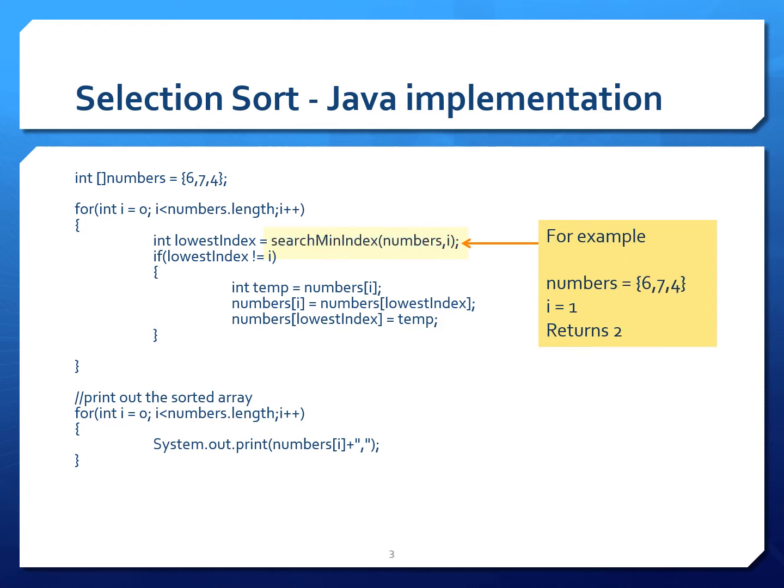For example, if we pass in the integer array with 6, 7 and 4, and I is 1, it will search for the minimum number starting from index 1. The minimum number in the number array, starting from index 1, is 4. Since the index of 4 is 2, this method will return 2.